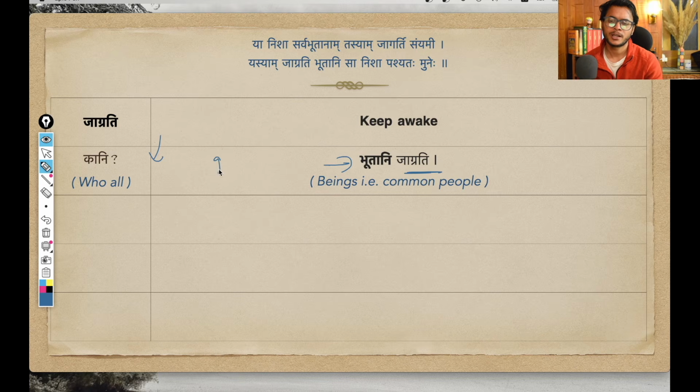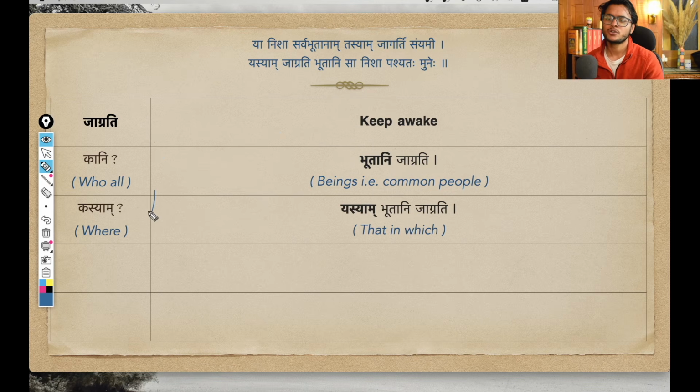Bhuta, we already know, means beings. This is a Napumsak Linga Shabda when used in this sense, beings. So this Bhutani is the Prathama Vibhakti Bahuvachanam Rupa. Bhutani Jagrati. The beings, they keep awake. If you move on, again the question will be Bhutani Kasyam Jagrati. So Yasyam Bhutani Jagrati. That in which all the common people, all the beings, keep awake.